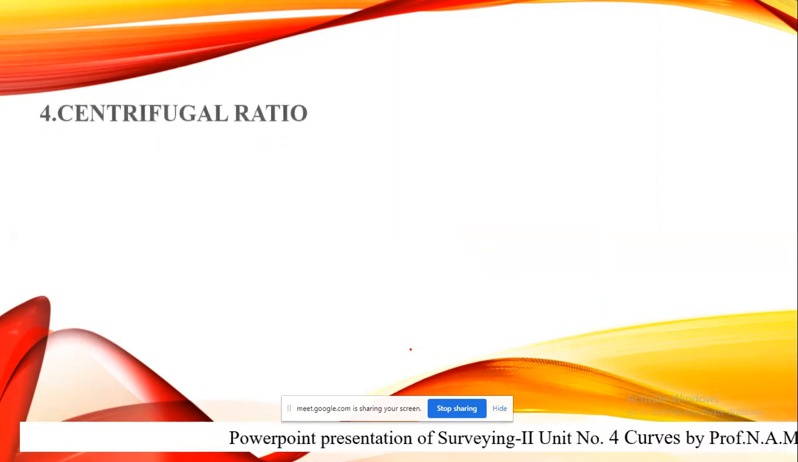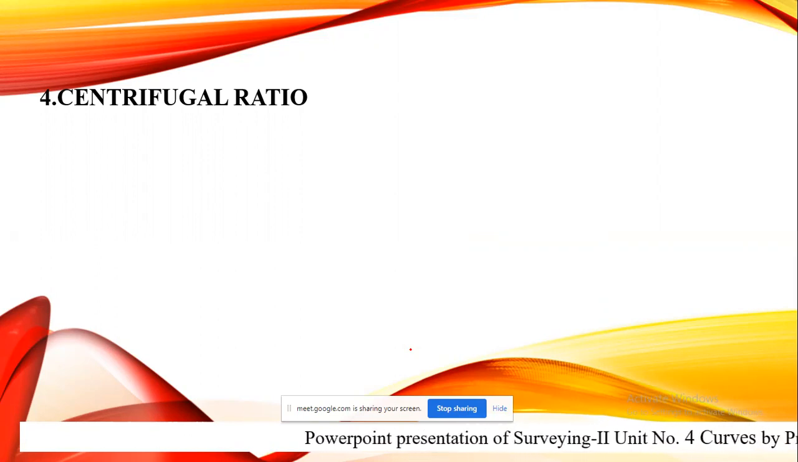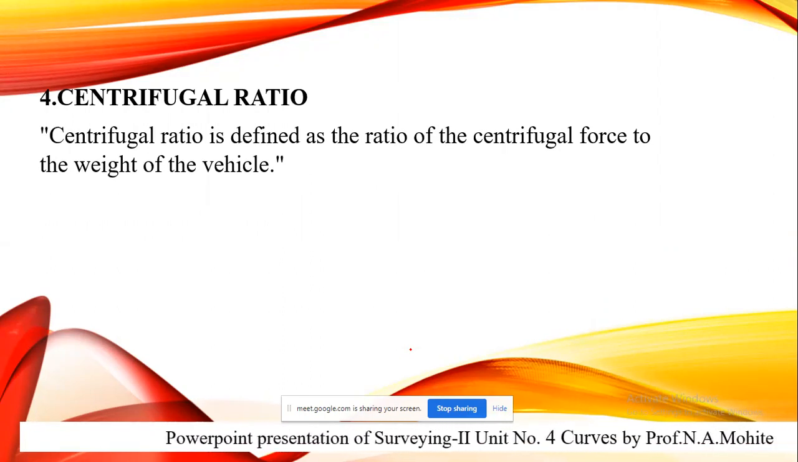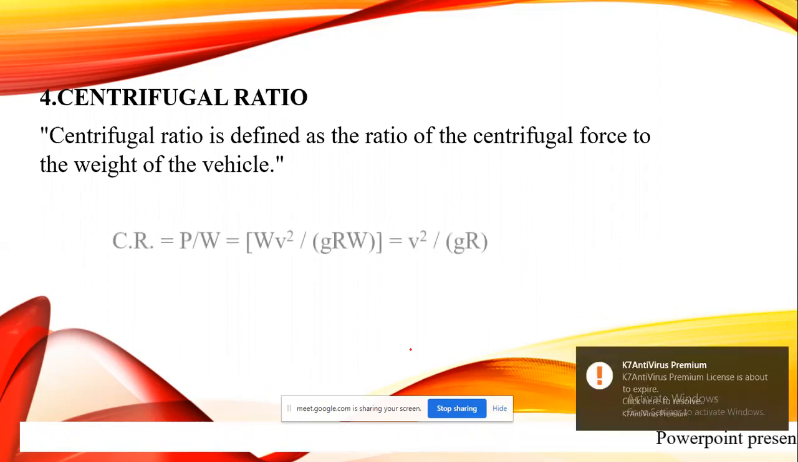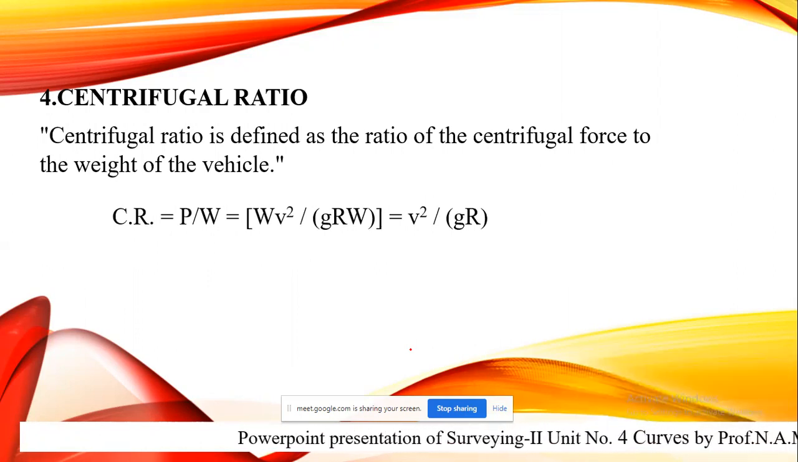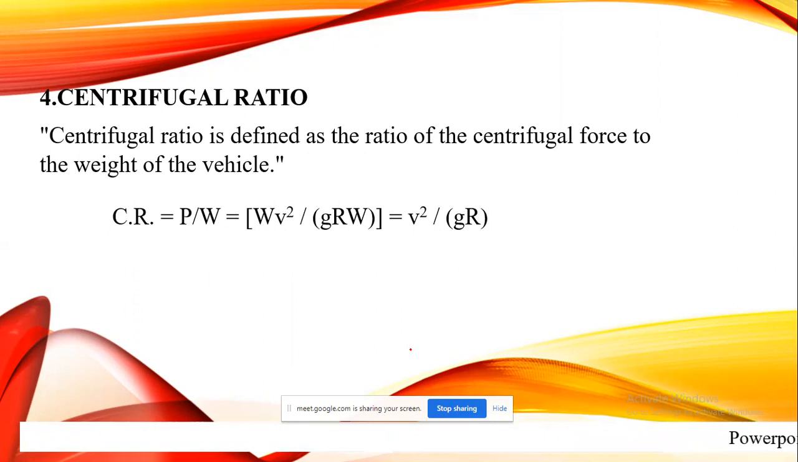So the next term which we should know also is the centrifugal ratio. The centrifugal ratio is defined as the ratio of the centrifugal force to the weight of the vehicle. It is given by the formula centrifugal ratio CR is equal to P by W, which is equal to WV square divided by G into R into W. So the W's get cancelled and the remaining formula will be V square divided by G into R.